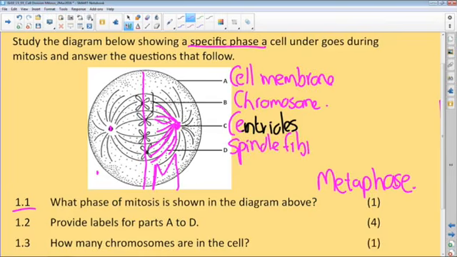I hope you guys got that. So you must be able to label your cells. Always a good thing, right? Those are always nice, easy marks if you sometimes don't understand the concepts.